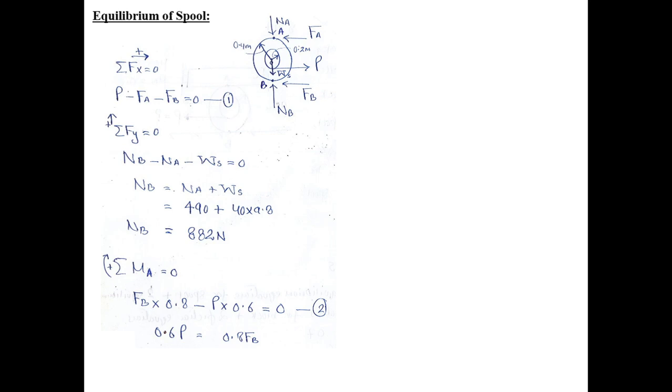So if you apply summation of moment about this point O, the center of the spool, then this dimension, the radius of the inner diameter is 0.2, the radius of the outer diameter is 0.4, and you see that P is going to exert an anti-clockwise moment on the spool. So that is why it is negative, P multiplied by 0.6. Okay, so summation of moment.